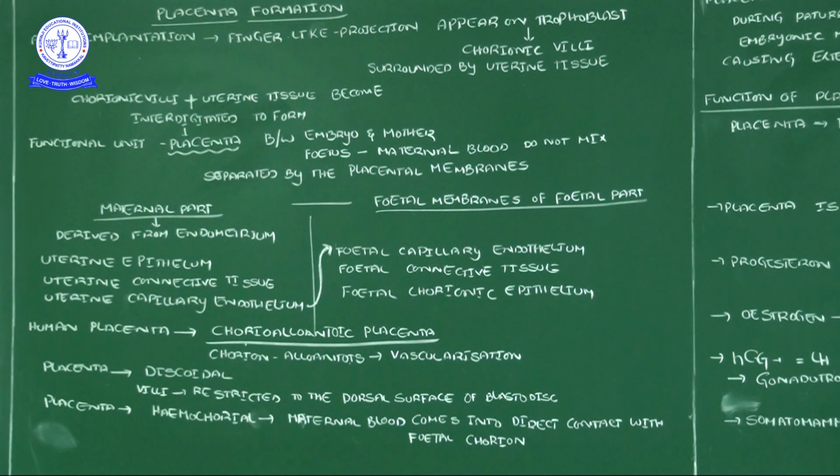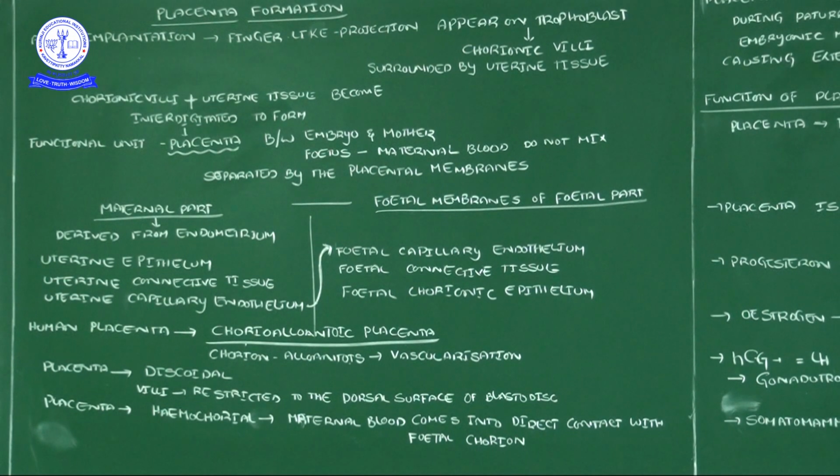See, if you take a sectional cutting of the placenta, it is composed of 6 layers. Of those 6 layers, half, that is 3 layers, belong to the fetal part and 3 layers belong to the maternal part.